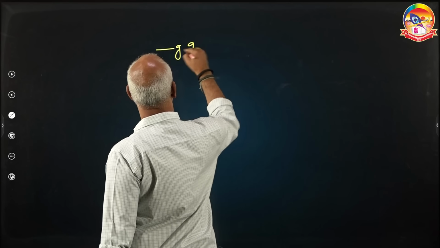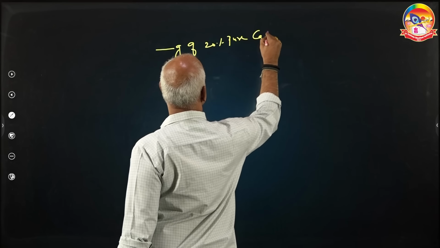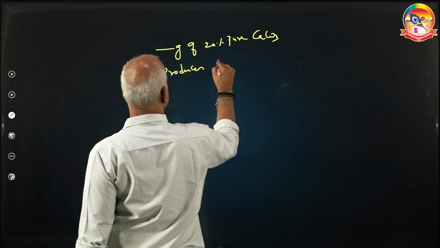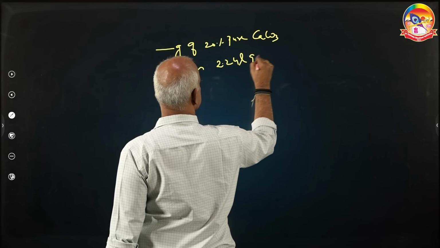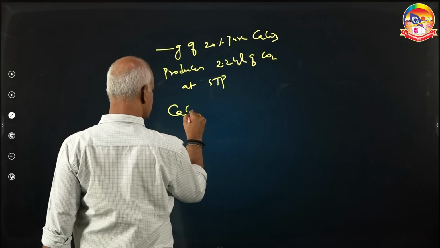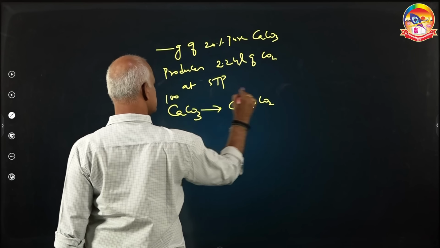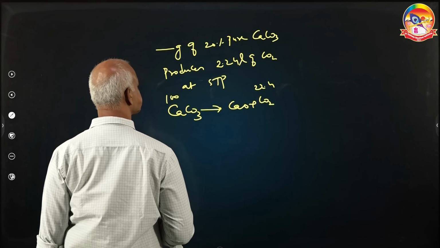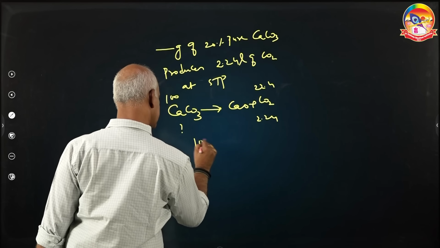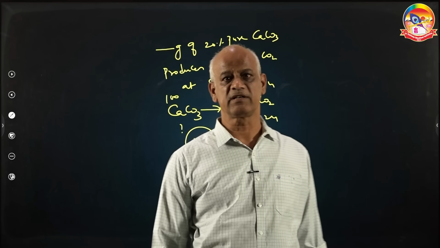Suppose dash grams of 20% pure CaCO3 produces 2.24 liters of CO2 at STP. CaCO3 once again gives CaO plus CO2. 100 grams gives 22.4. For 2.24, how many grams? 10 grams. If you want to produce 2.24 liters, you require 10 grams.